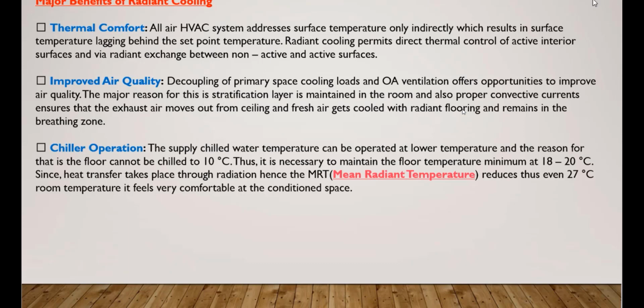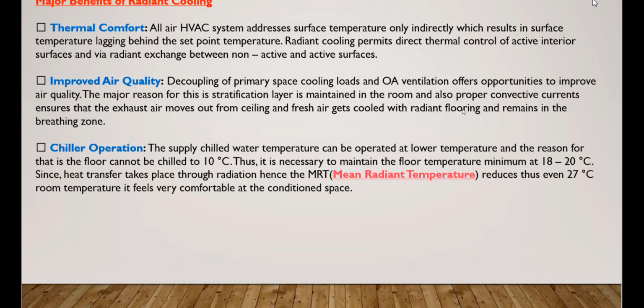What are the major benefits of radiant cooling? First, thermal comfort. Second, improved air quality. And last, chiller operation. How is it thermal comfort? All-air HVAC systems address air temperature only directly, which results in surface temperature lagging behind the set point temperature. Radiant cooling permits direct thermal control of active interior surfaces and, via radiant exchange, between non-active and active surfaces.